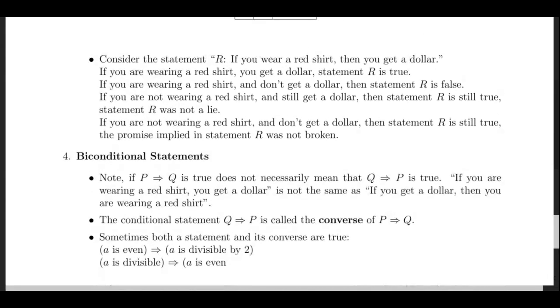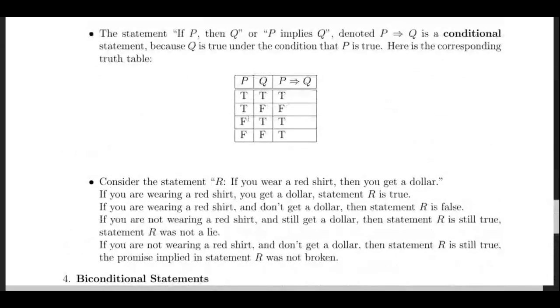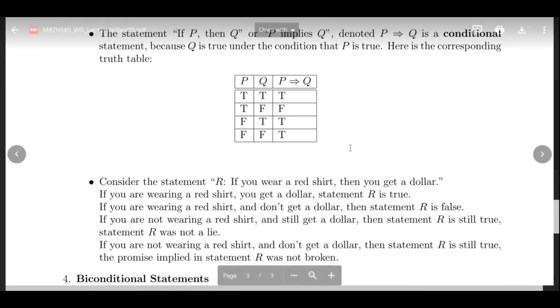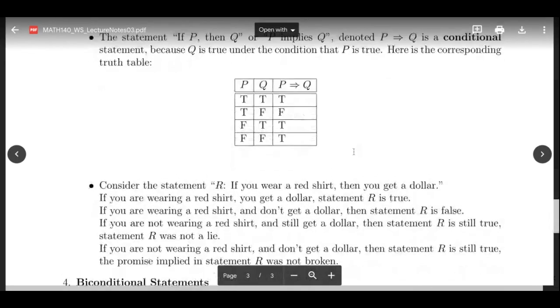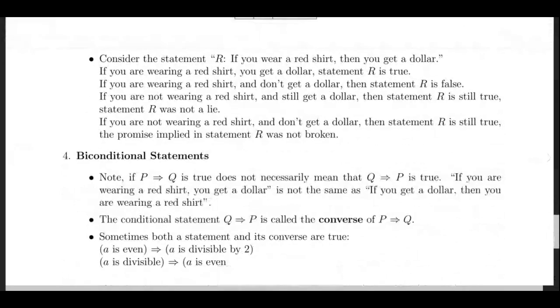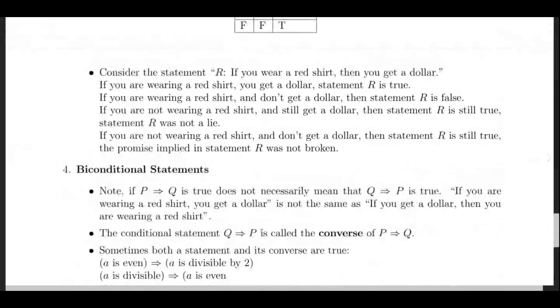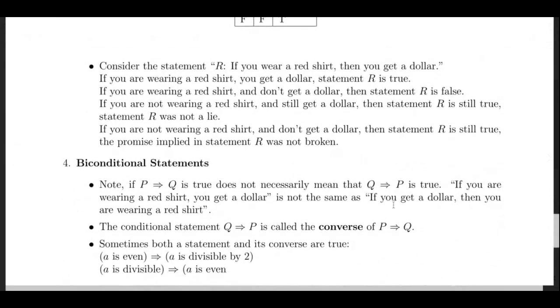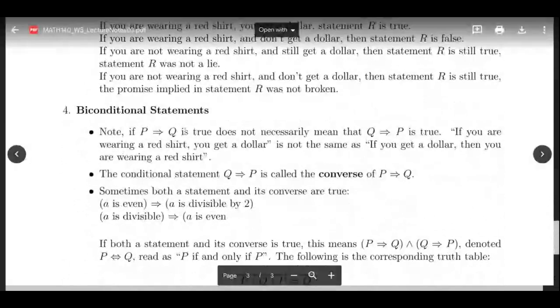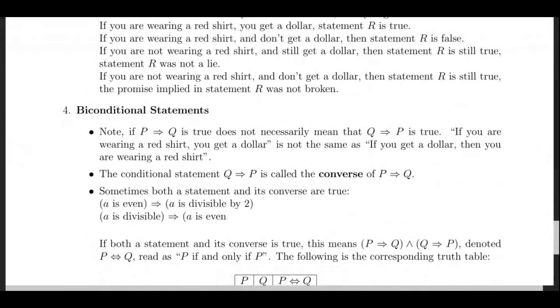Let's see this sentence. If you get $1, that means you're wearing a red shirt, which is not true, right? Because it depends on the third one on the truth table. You get $1, it does not depend on whether you're wearing a shirt or not. It depends on the sentence R. So P implies Q does not go the reverse way. It doesn't mean Q implies P.